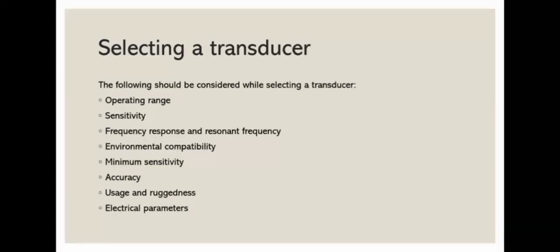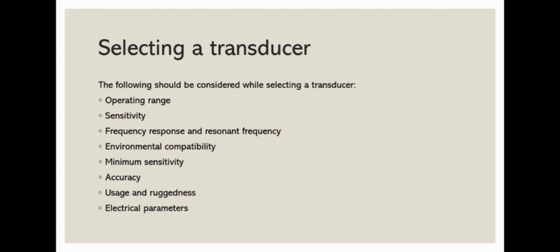Now let us have a look at selecting a transducer. The transducer or sensor has to be physically compatible with its intended application. The following should be considered when selecting a transducer. First is the operating range, second is sensitivity, third is frequency response and electrical resonant frequency, fourth is environmental compatibility, fifth is minimum sensitivity to other stimuli, sixth is accuracy, seventh is usage and ruggedness, and eighth is electrical parameters.